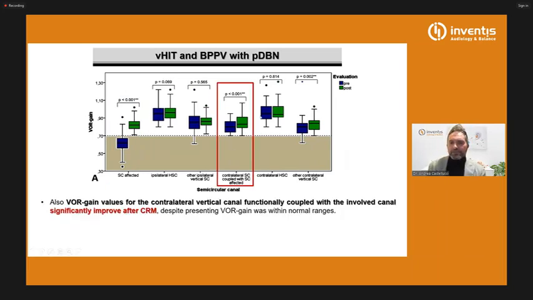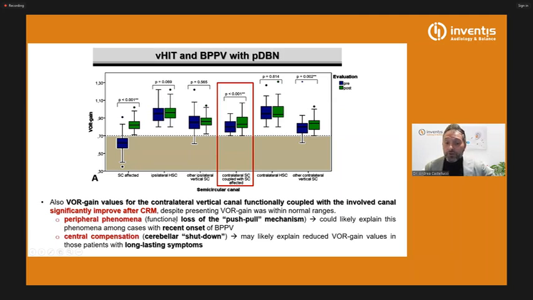And we also found that also the paired contralateral canal on the opposite side. So if it's a posterior canal, this is the contralesional anterior canal, or if it was an anterior canal, this is a contralesional posterior canal. The gain values for the contralateral vertical canal that is functionally coupled with the involved canal significantly improved after the canal repositioning maneuver. There was a significant improvement also for the other canals. This is probably due to a peripheral phenomenon.